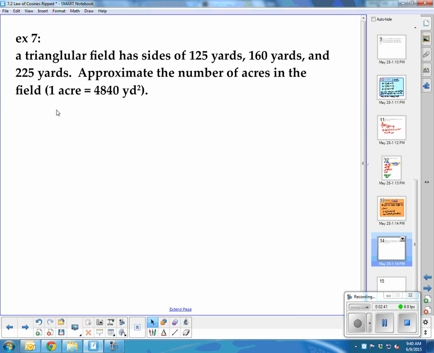So a two-step process here. One, find the area of the triangle in square yards, and then perform a unit conversion to turn this into acres, which is how land measurement for ownership is typically measured.